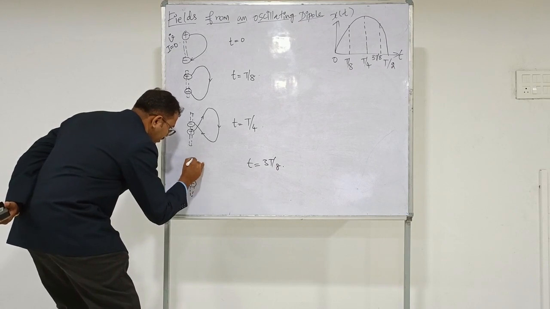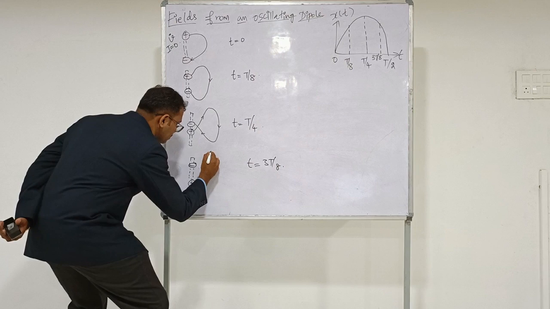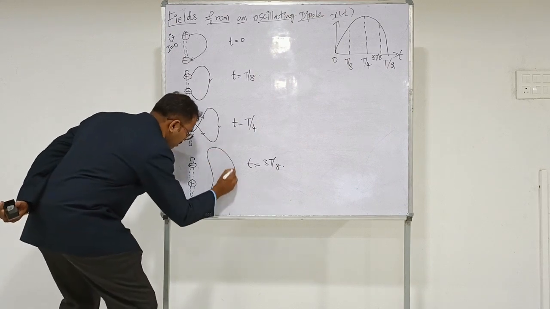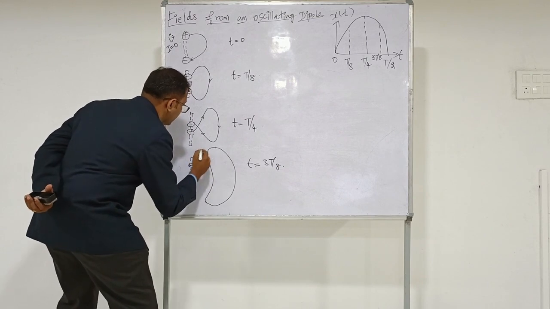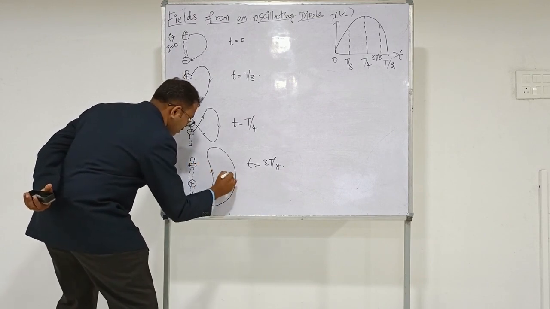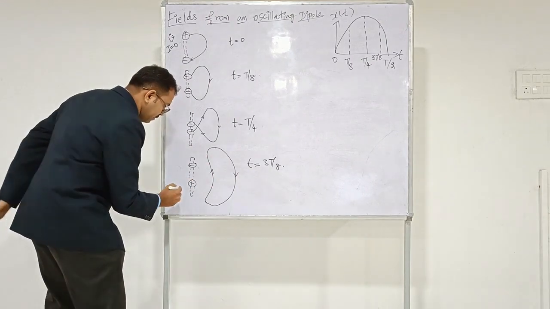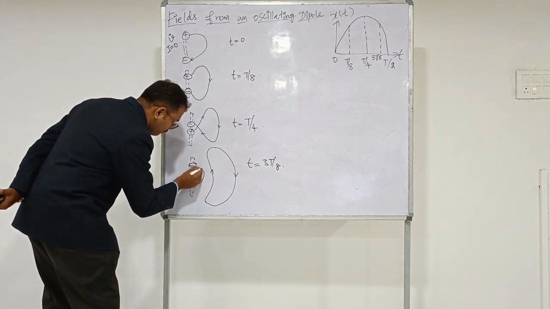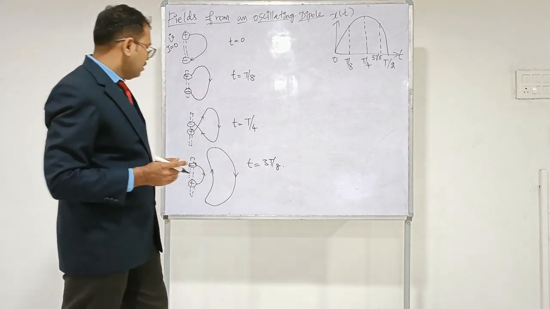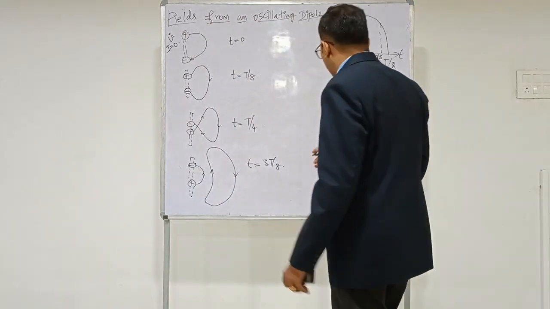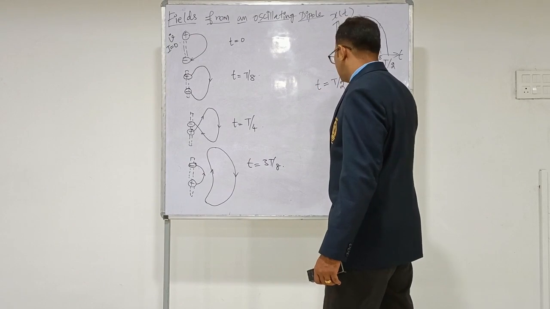So at this point, the previous field line would have cut loose from the antenna. Okay? So see here. This field line would have cut loose from the antenna and new field lines are being formed. Right? Next, at time t equal to T by 2, what happens?